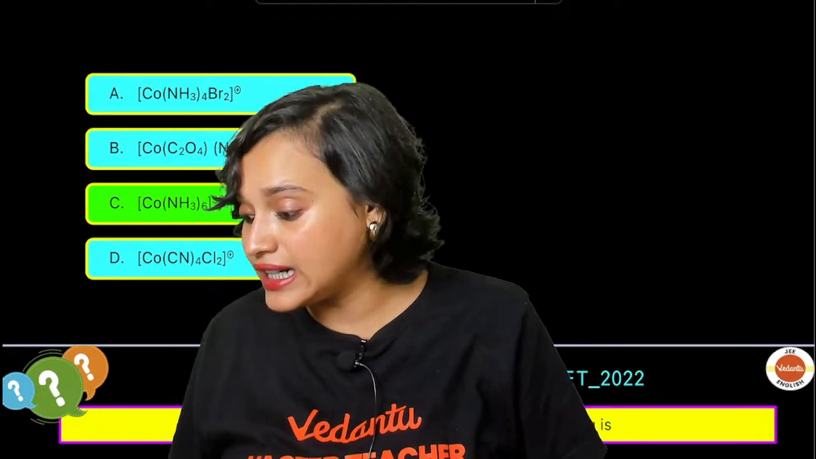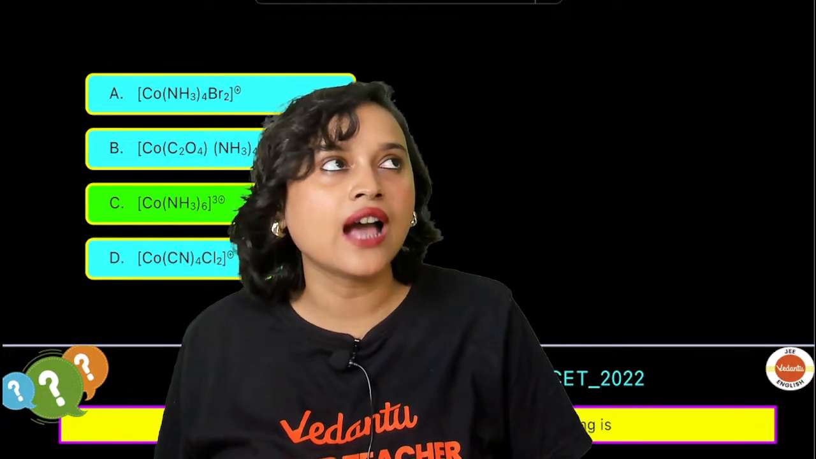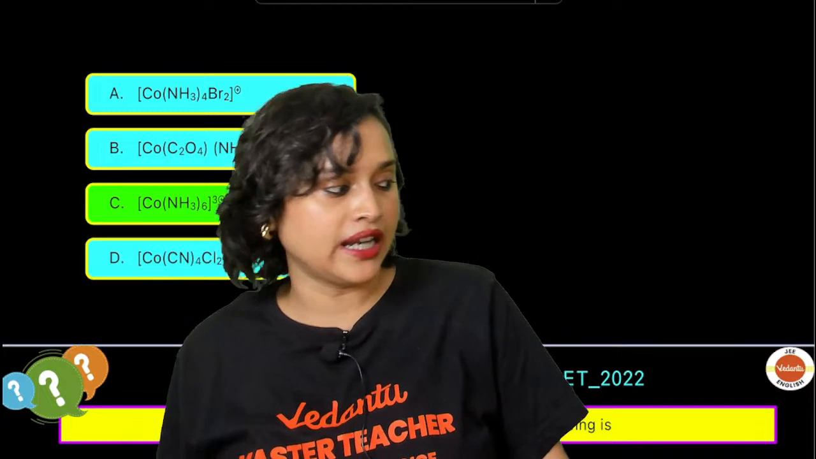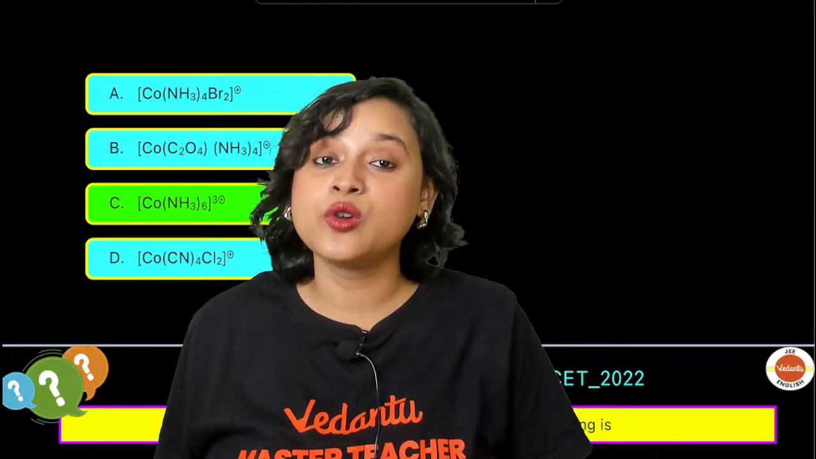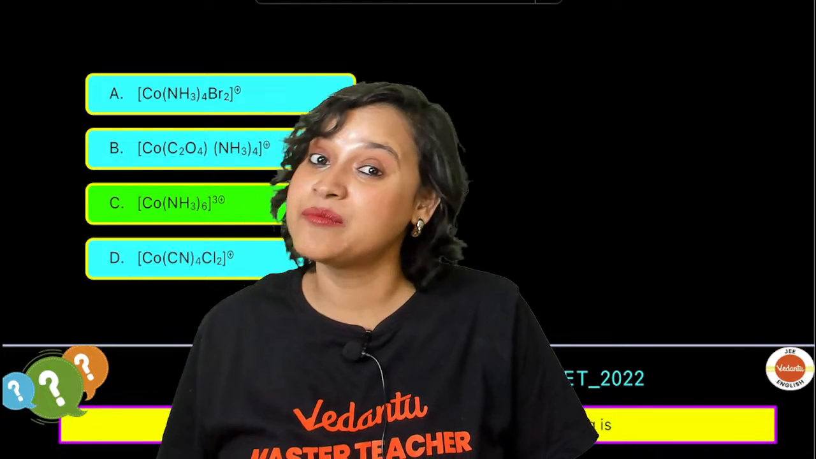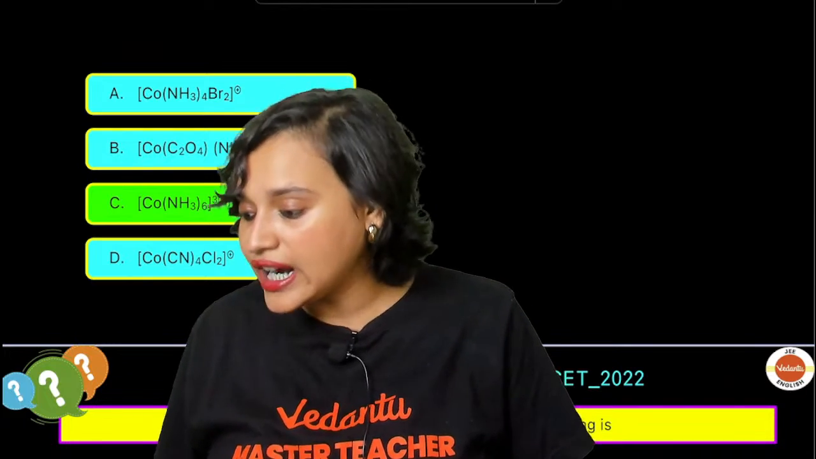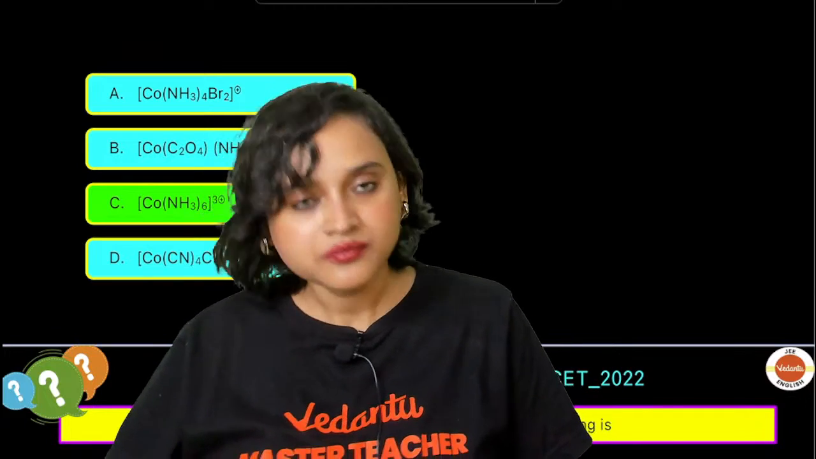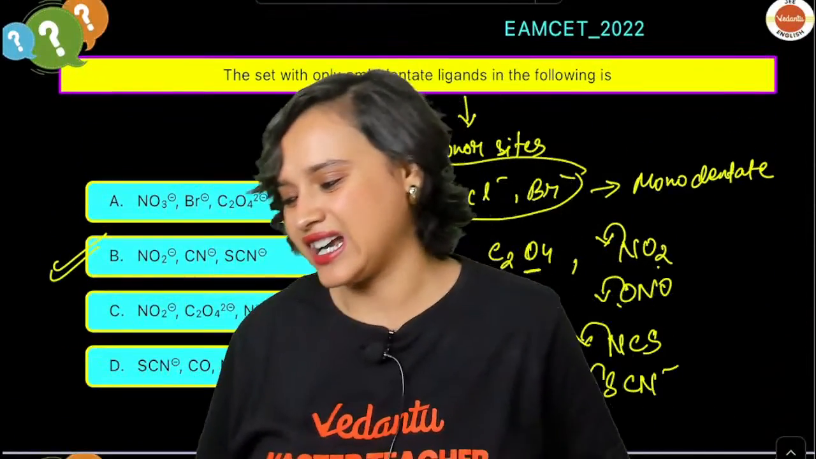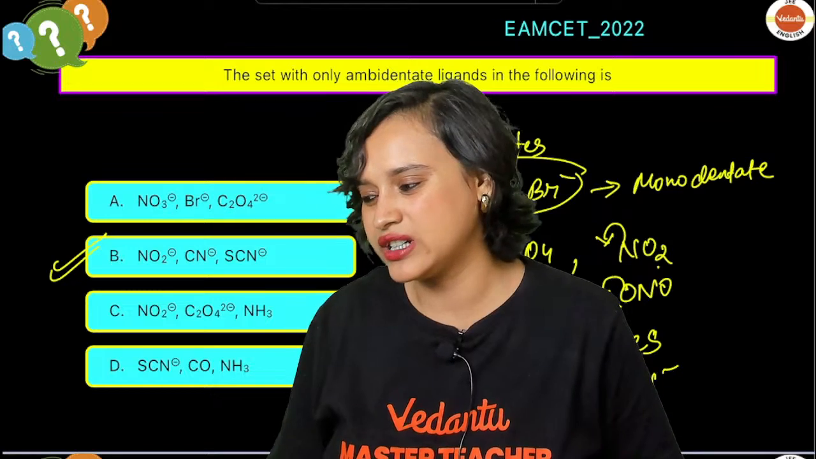C2O4 is a bidentate ligand. Then you have pyridine. Then you have EN, and EN is a bidentate ligand. So there are different types of ligands.